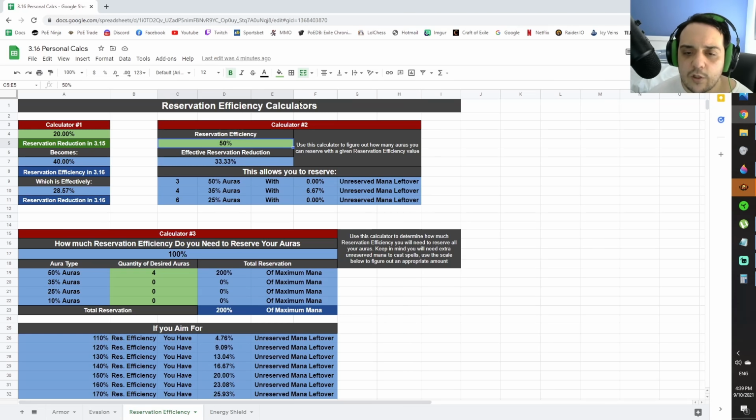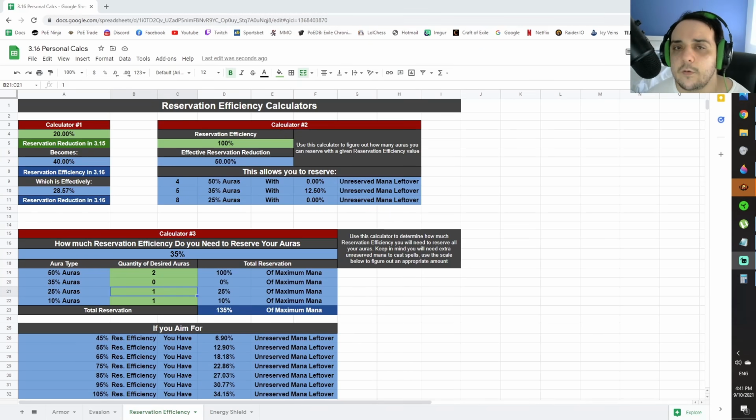And as you change this value, the values in the boxes below are going to change. So if we change it to 100, you can see we can now reserve 4 50% auras with nothing left over, or you can reserve 5 35% auras with 12.5% of your unreserved mana left over.